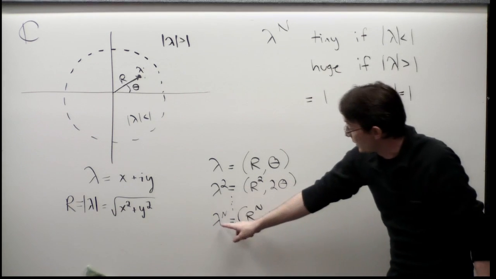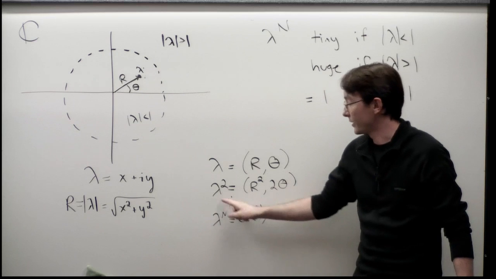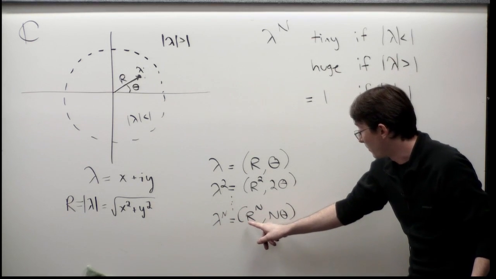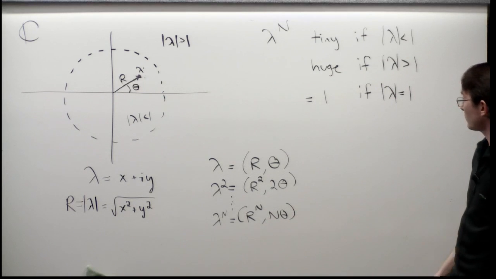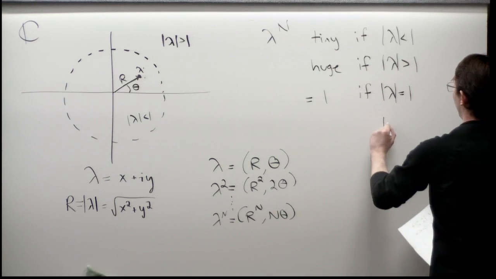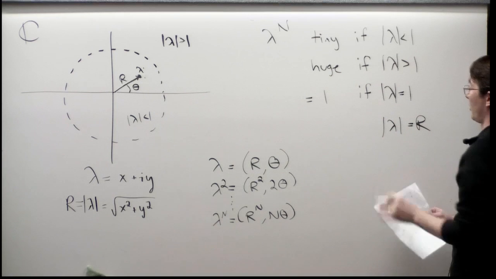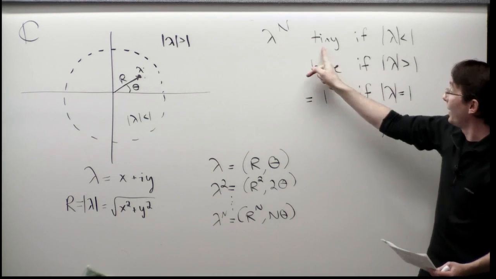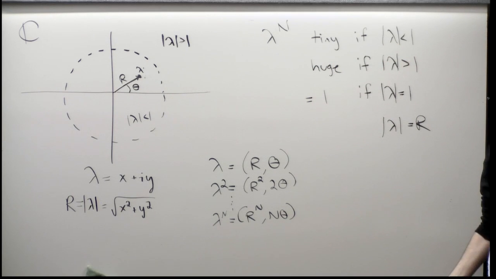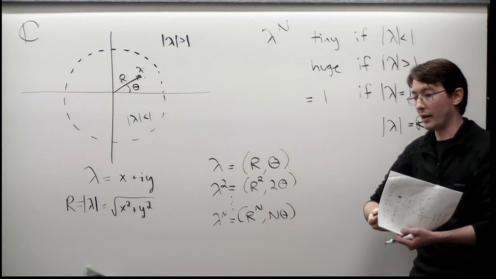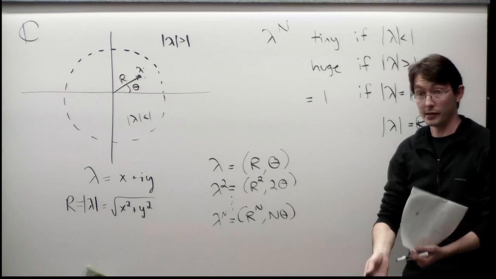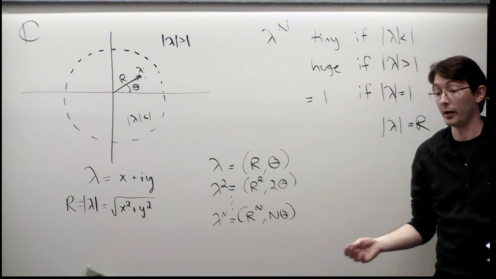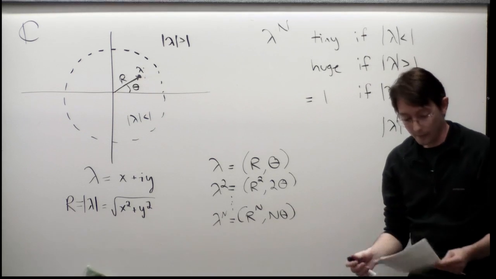And so notice that the magnitude of this complex number, lambda to the power n, is given by r to the power n, right? So the absolute value of lambda is r. The magnitude of this is going to be tiny if r is less than 1, right? Because something less than 1 taken to a very large power goes to 0. And it's going to be huge if my radius is greater than 1.